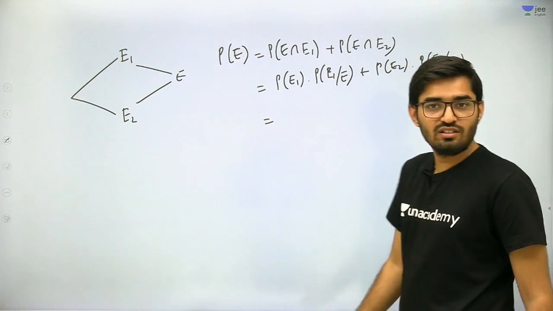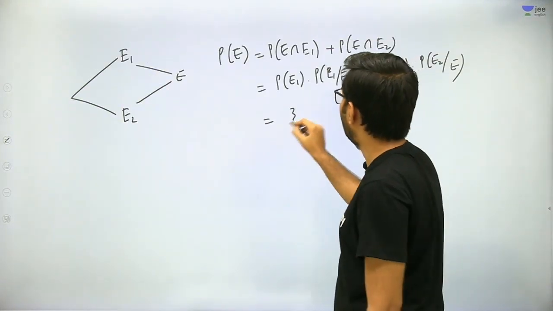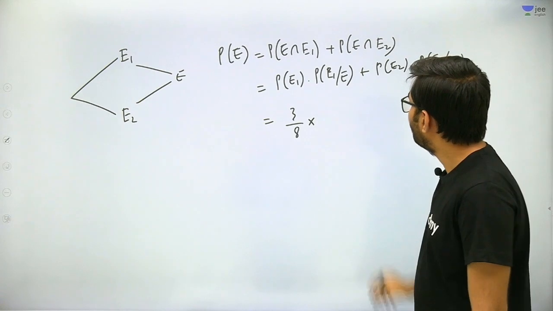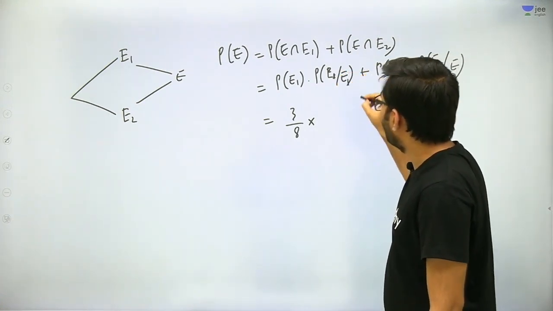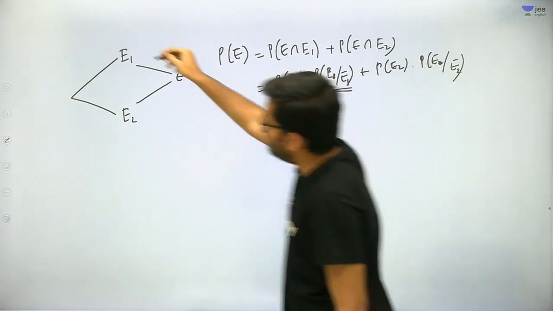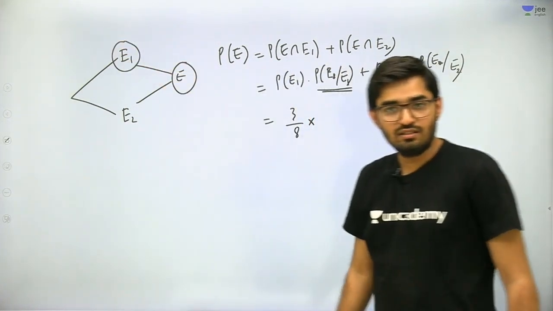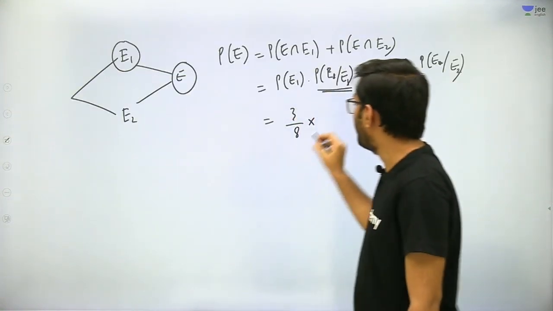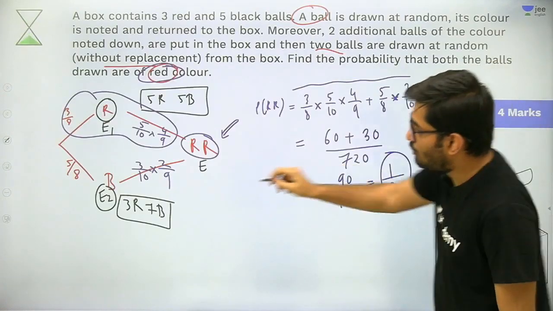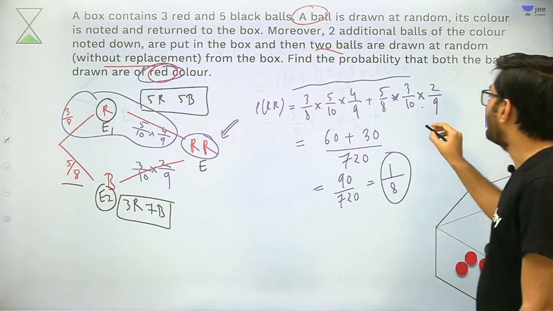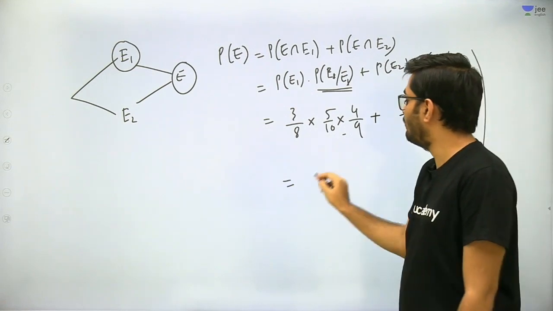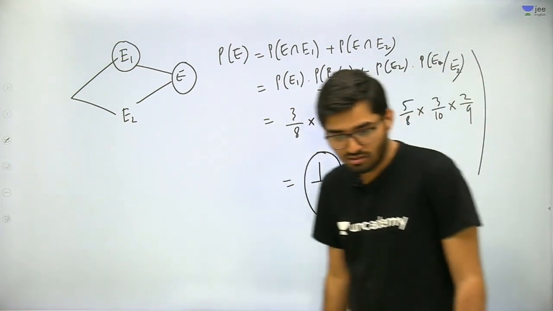Now what is the value of P of E1? P of E1 is 3 by 8. And this will be P of E given E1, and here it will be P of E given E2, formula mistake. So P of E given E1 means E1 has already occurred, now find the probability of E. That will be 5 by 10 into 4 by 9. Plus here the probability of E2 is 5 by 8, and then 3 by 10 and 2 by 9. This much you have to write in the exam, and after that finally you can write the answer is 1 by 8. Yes, okay.